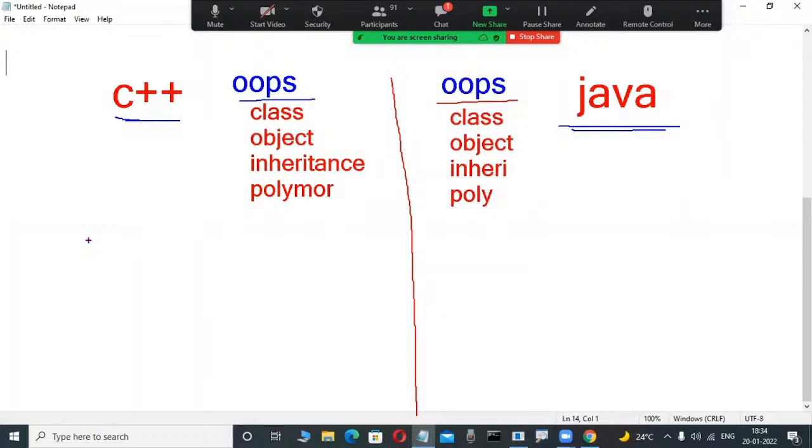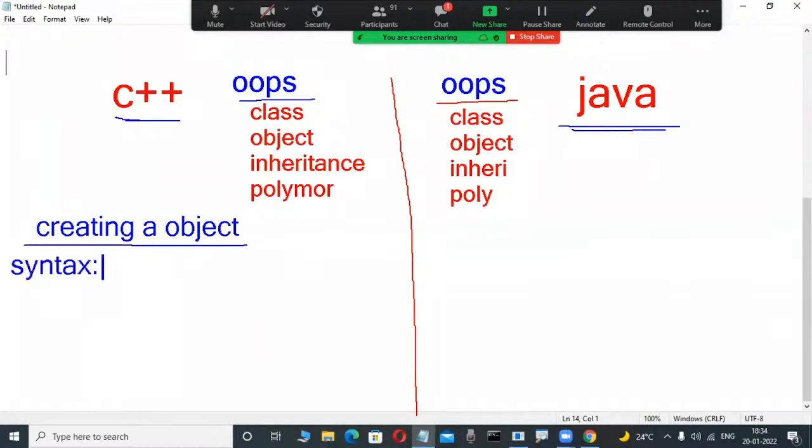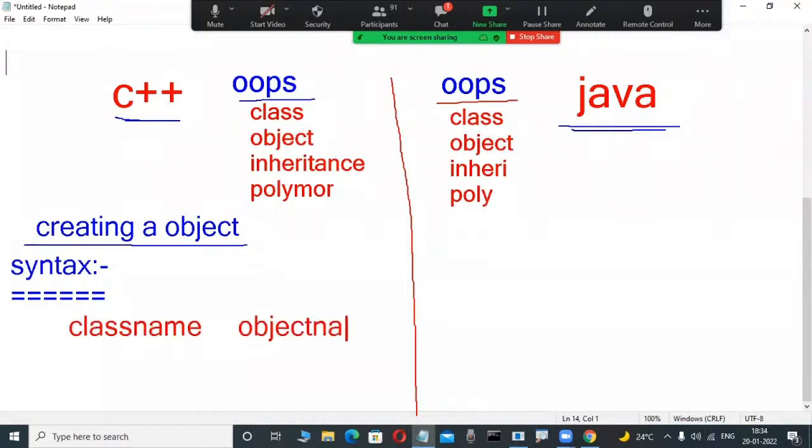Can anybody guess? Suppose in C++ I want to create an object from a class. What is the syntax? Anybody technical having an idea? So many persons have an idea, I think. What is the syntax for creating an object from the class in C++? Slowly observe, here is the difference. Class name, space, object name. This is the syntax to create an object from the class in C++.